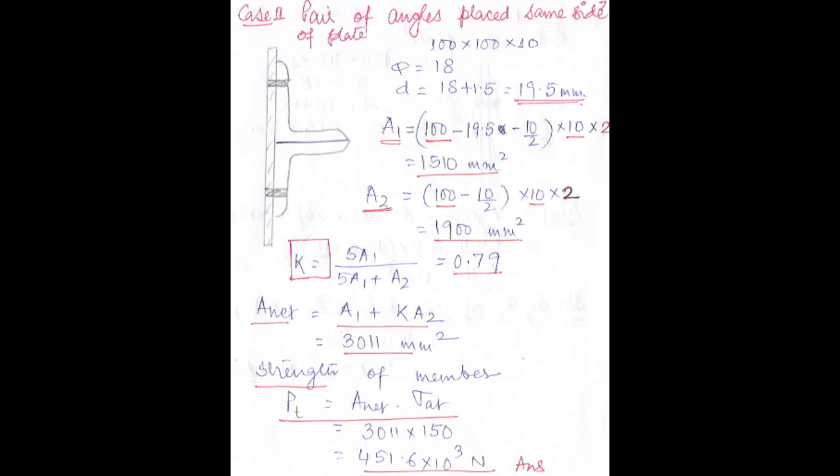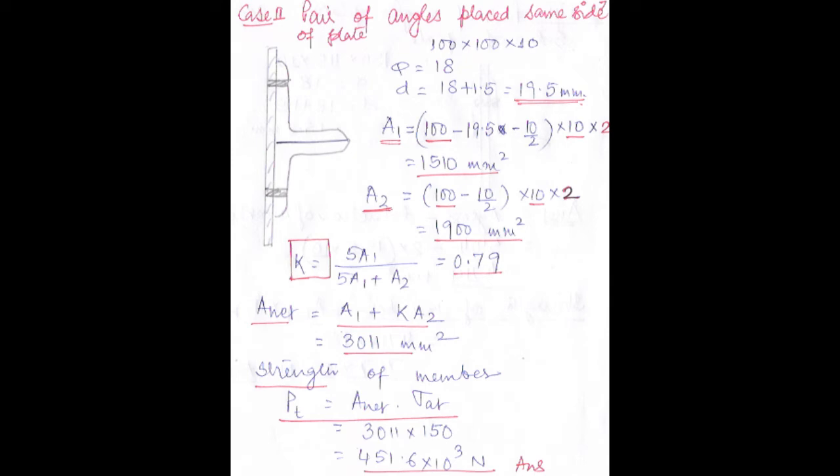Now how can we find K? Remember here the formula changes to 5A1 divided by 5A1 plus A2. This gives us 0.79. Now what is net area? Net area we can calculate as A1 plus K A2. A1 is 1510, A2 is 1900 millimeter square. So putting the values, we are getting 3011 millimeter square.